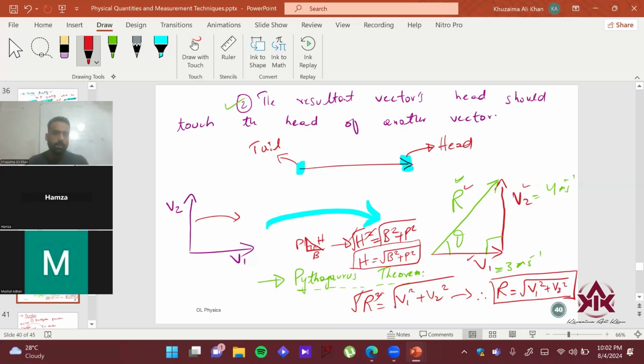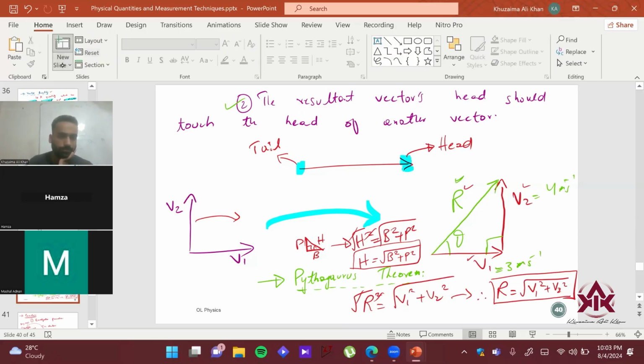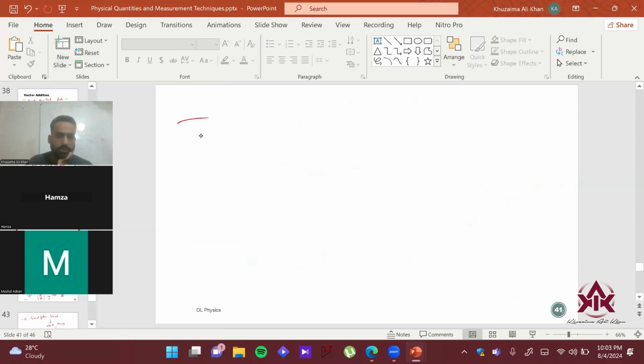ठीक है, so this is how you solve. You will have a formula for finding the resultant vector का magnitude. I hope it makes sense. So now let's think about the theta, right? How do we find theta? आपके पास अभी ये triangle मौजूद है.